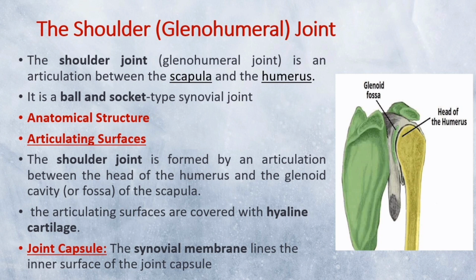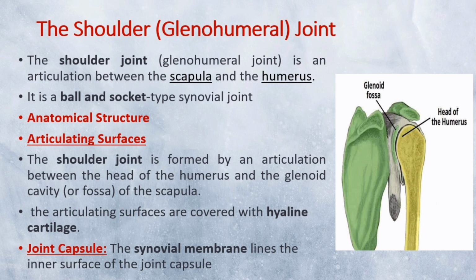Joint capsule. The joint capsule is a fibrous sheath which encloses the structures of the joint. It extends from the anatomical neck of the humerus to the border or rim of the glenoid fossa. The joint capsule is lax, permitting greater mobility, particularly abduction. The synovial membrane lines the inner surface of the joint capsule and produces synovial fluid to reduce friction between the articular surfaces.